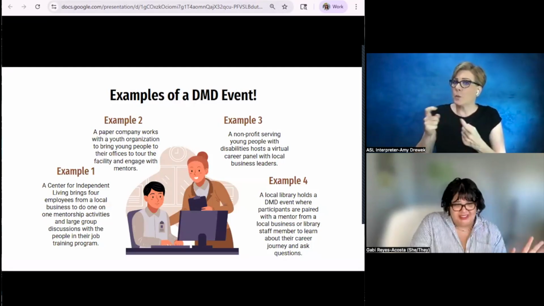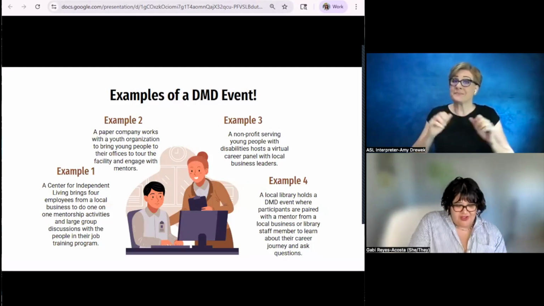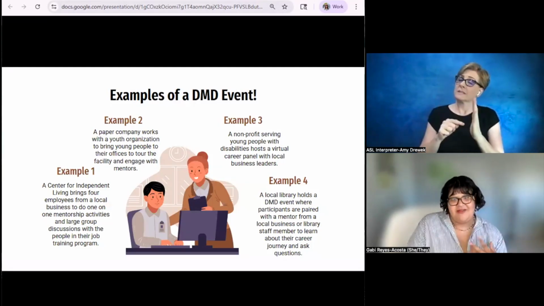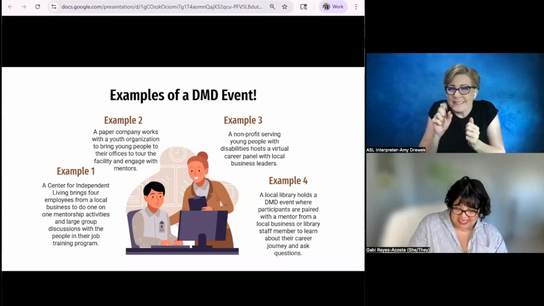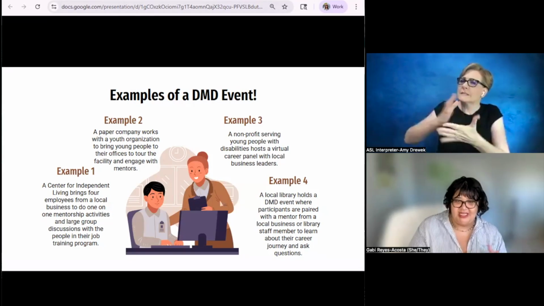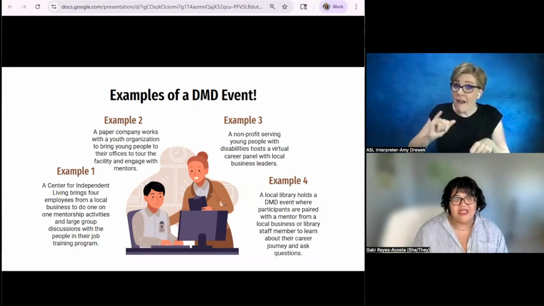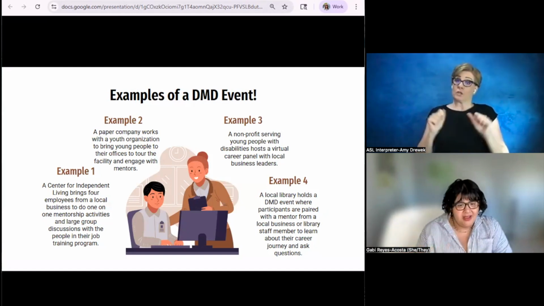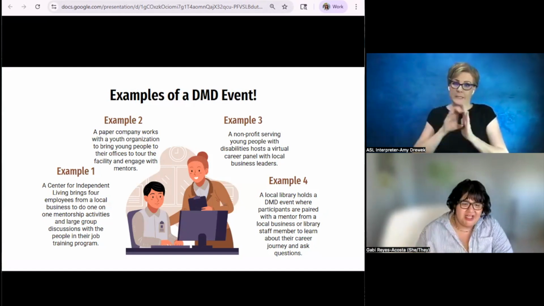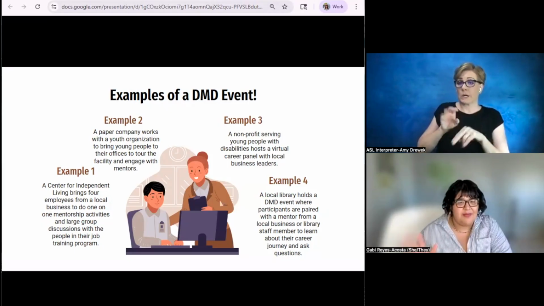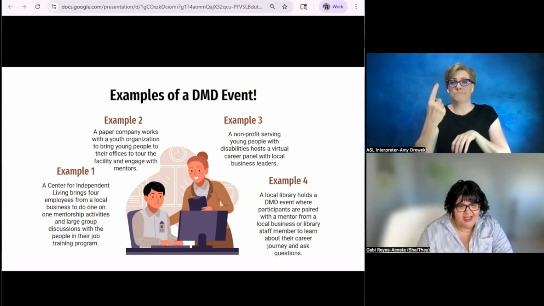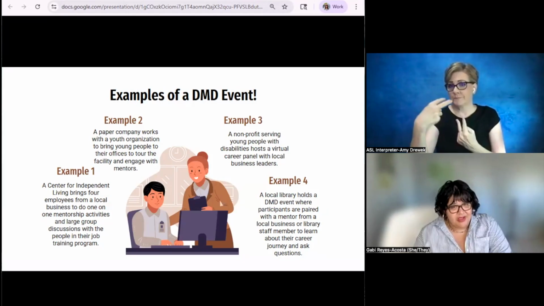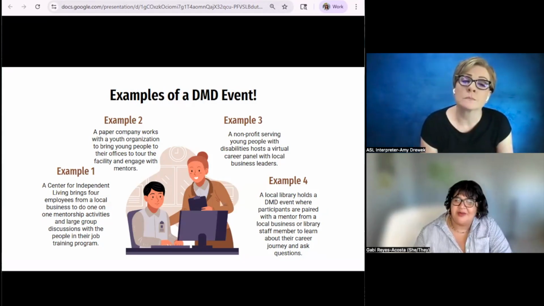Some examples. I think it's really helpful if you are just starting out with DMD to see what some examples can look like in your community and see what feels transferable. On this slide, there's an image in the middle of a person sitting at a computer, looks like they're typing, and above them is another person looking over at their computer. I would say her expression looks happy.